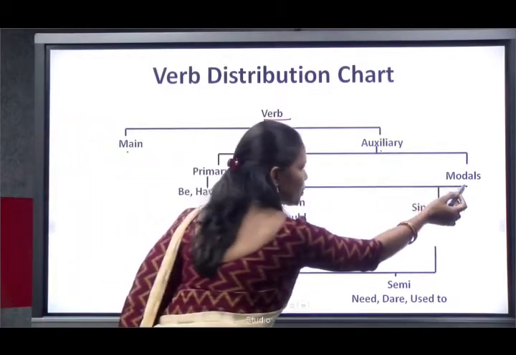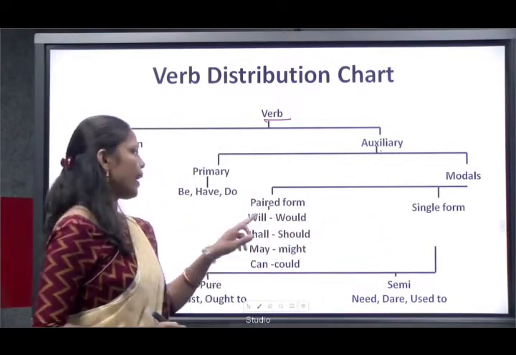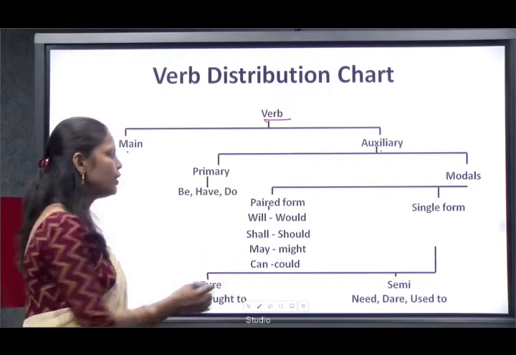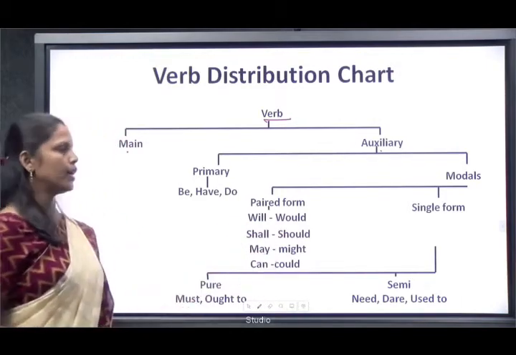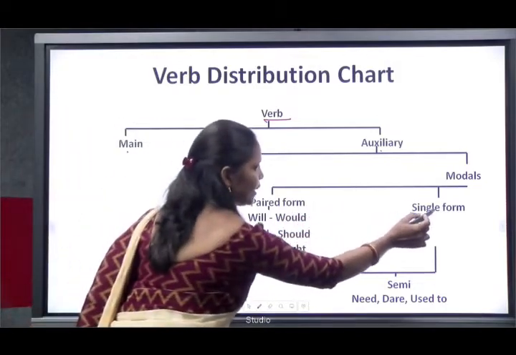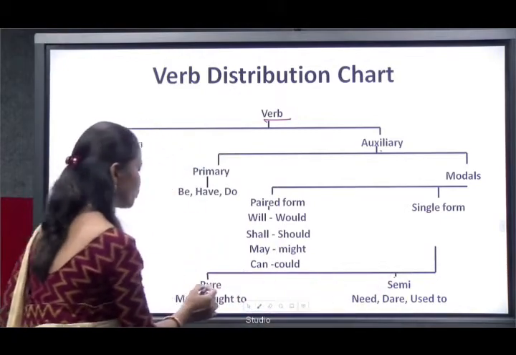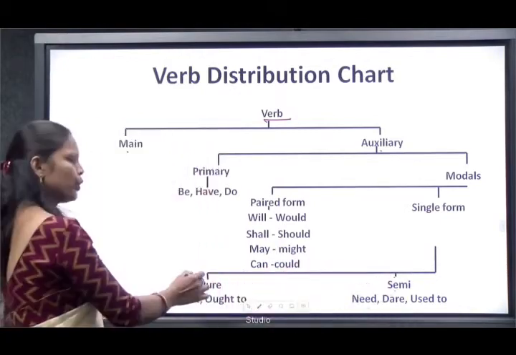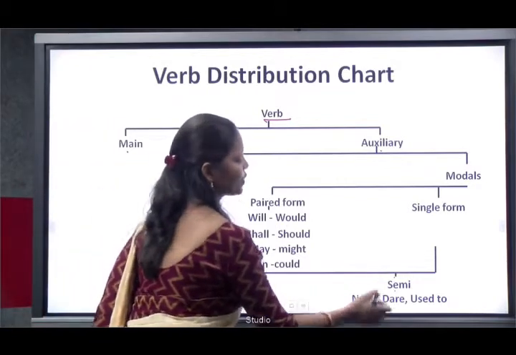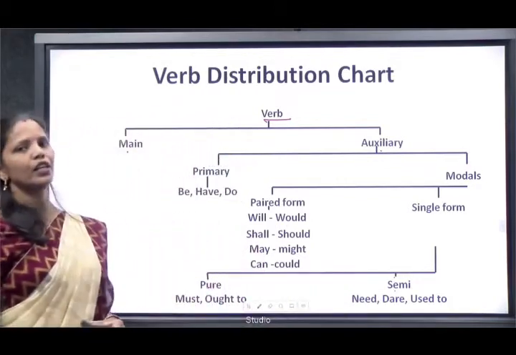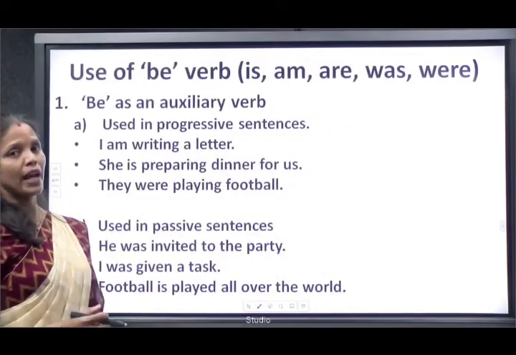Modal auxiliary is divided into two parts: paired form and single form. Paired forms are will, would, shall, should, may, might, can, could. Single form modal auxiliaries are again divided into two parts: pure and semi. Pure auxiliaries are must and ought to, and semi auxiliaries are need, dare, used to. Today we are going to discuss the primary auxiliary.